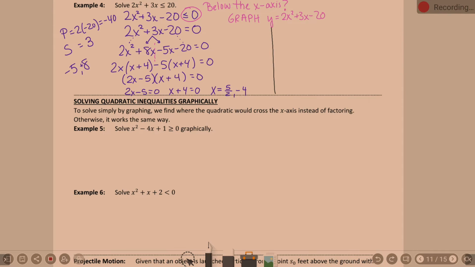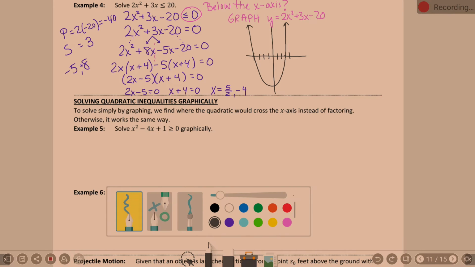If I look at this graph, yes, it goes off the screen. Could I adjust my screen and make it look better? I could, but do I really need to? To me, I have the knowledge. I have what I need. So, now the question is, where is my graph below the x-axis?